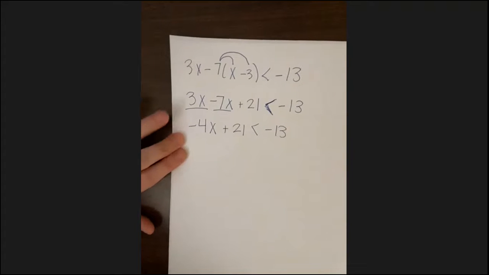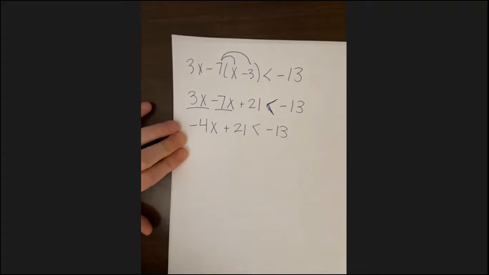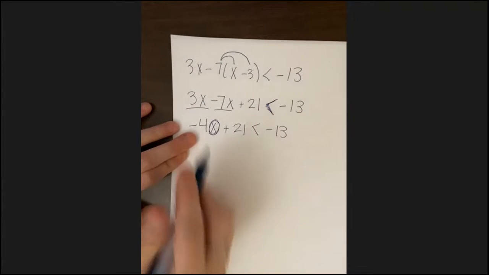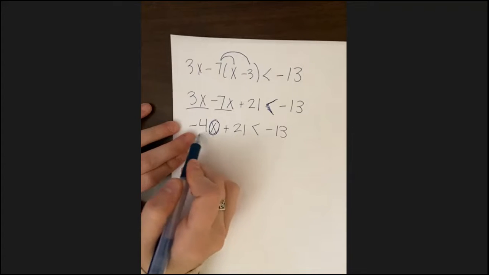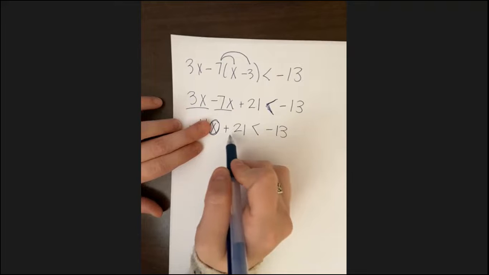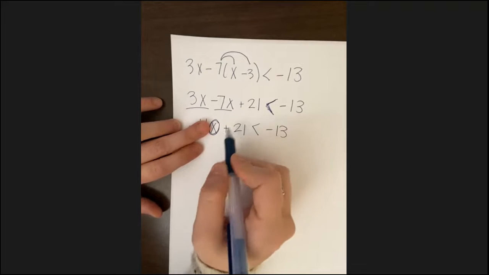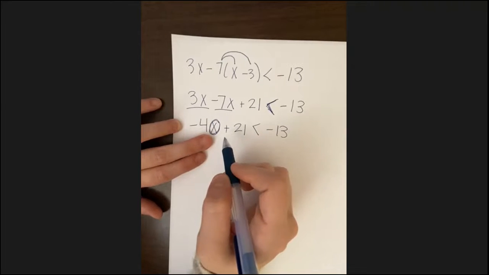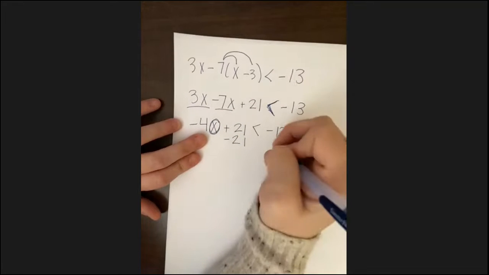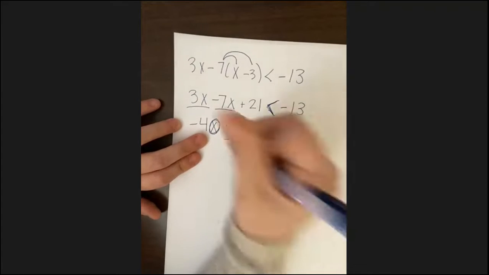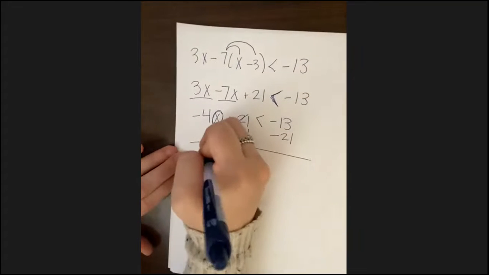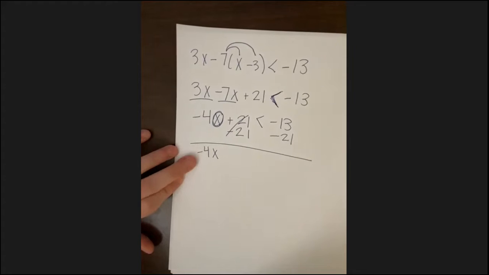After adding the like terms together, we're trying to get this x by itself. This 4 is directly with that x, so we can't move that 4 yet. So we need to move this positive 21. To undo addition, what do we do? We subtract, right? To get it to the other side. So that would cross out, and you would still have this negative 4x.